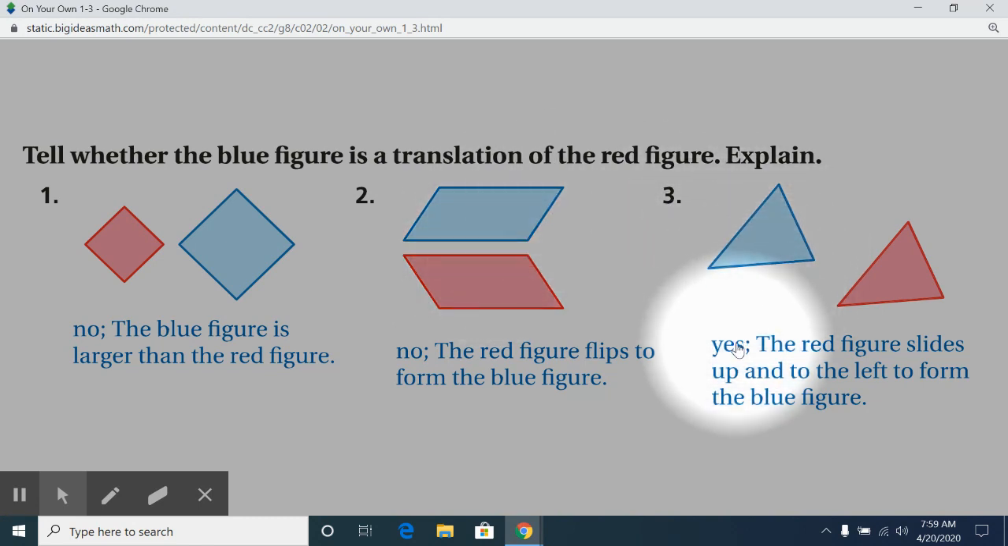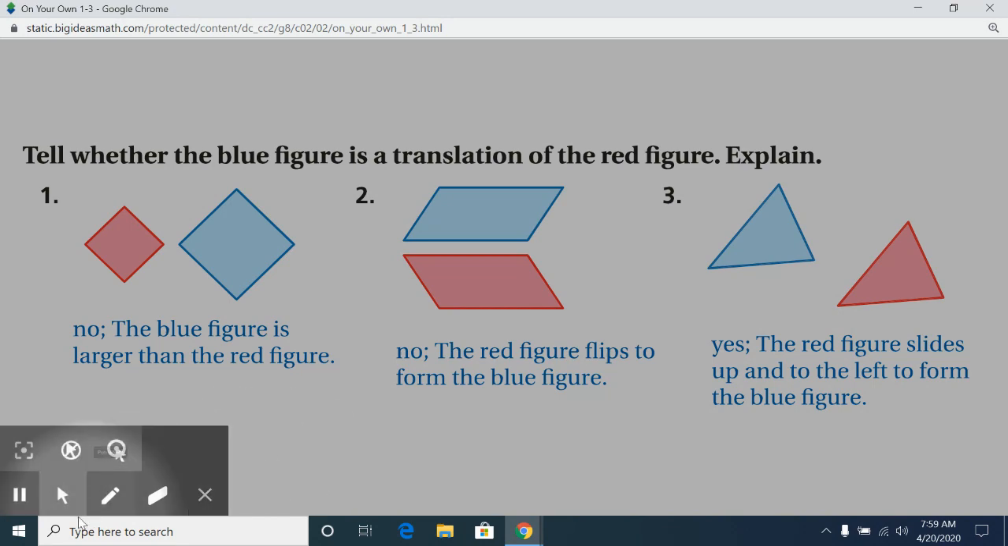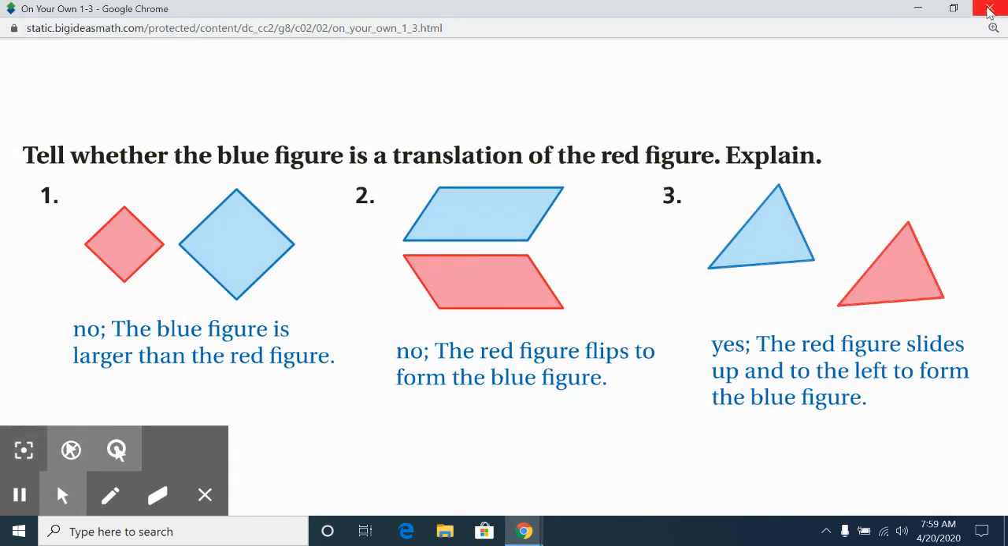Number three, yes, the red figure slides up and to the left to form the blue figure. So we can do what I did earlier, where I can draw lines from each vertex to the other, and it moves the same distance in the same direction. So that one was a translation.